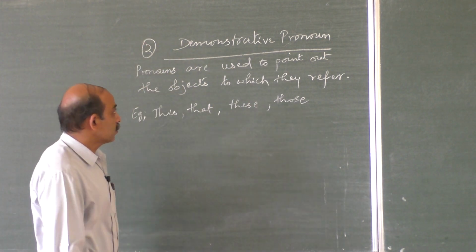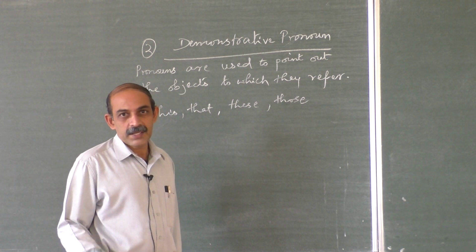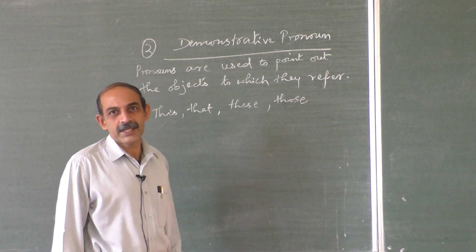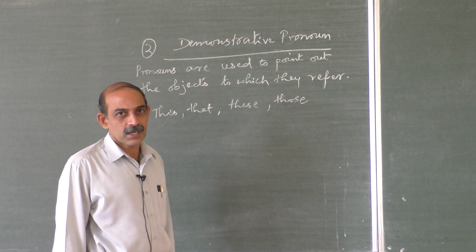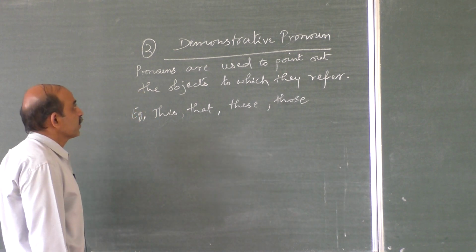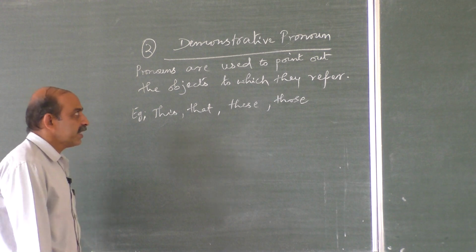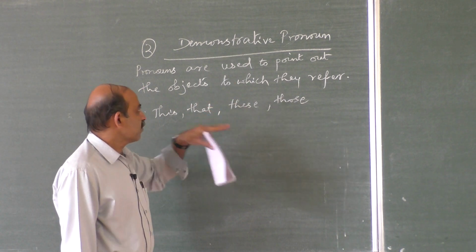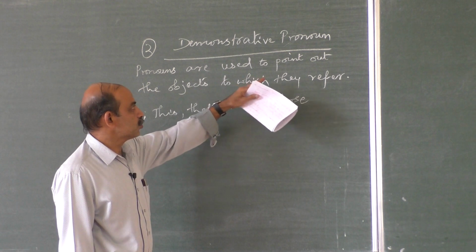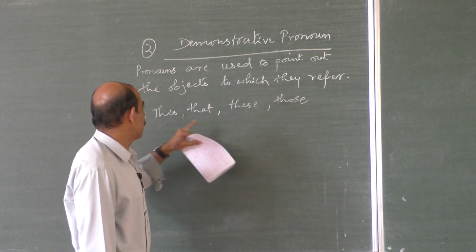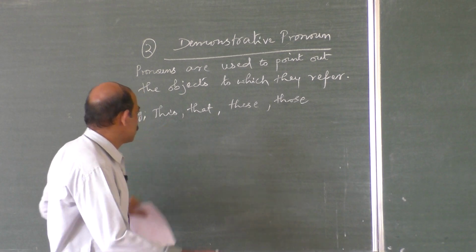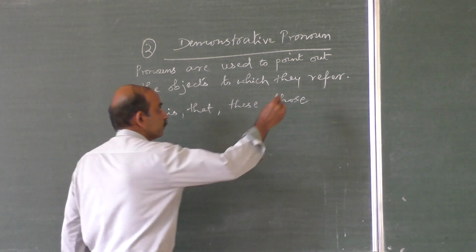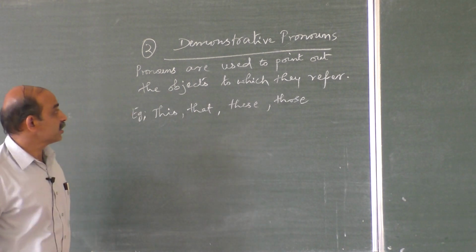Now, today let us understand the second pronoun. I told you yesterday that there are 9 to 10 pronouns available, but whatever is more relevant, that I am going to discuss in this particular class or through audio and video class. Now, demonstrative pronoun. Demonstrative, the word itself speaks of the concept that it is pointing out or referring to something. Pronouns are used to point out the objects to which they refer. Examples I have written here: this, that, these, those. These are demonstrative pronouns.